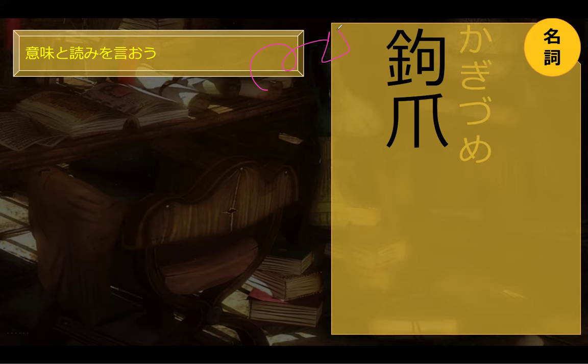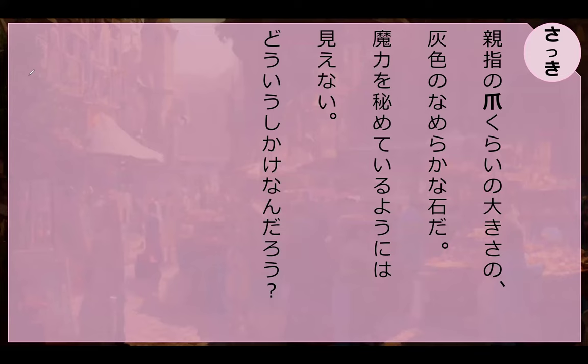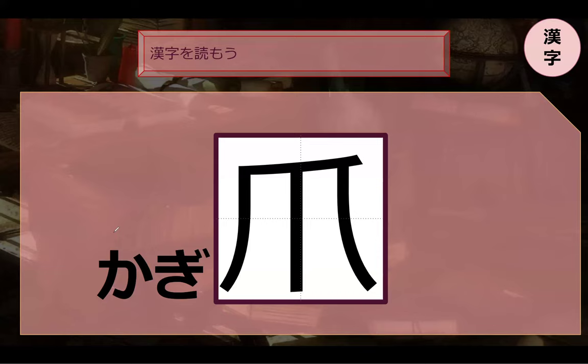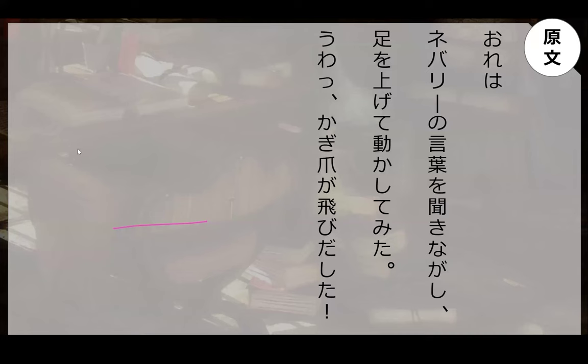So this is kagi zume, kagi zume. Yes, it is a kagi zume. They're claws. It probably makes the claw feel like it should be a little bit curved. Probably gives a little bit of that vibe. Kagi zume. So it started with kagi. What did it end with? Kagi, claws, zume, claws, so talons, kagi zume, talons.